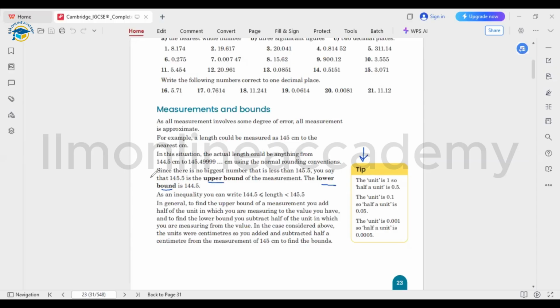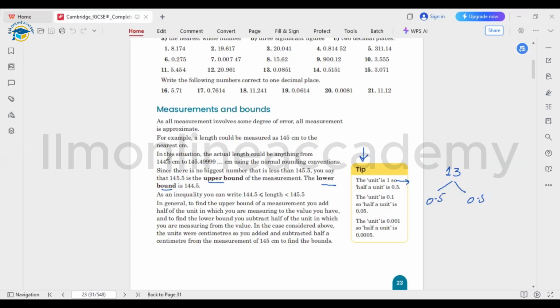Here are some tips. If you have been given a number where the unit is 1, you need to add half of a unit and subtract half of a unit as well. For example, if I have the number 13, this is my 1 unit number, with no decimal places given. What you will do is add 0.5 and subtract 0.5. Upper bounds we get after adding 0.5 and lower bounds we get after subtracting 0.5.